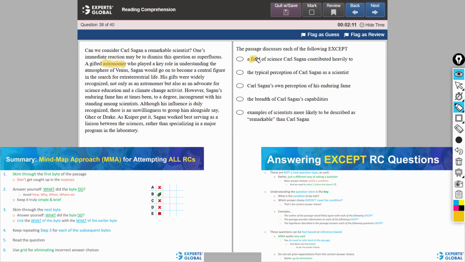Astronomy is a field that our scientist contributed heavily to. See, he played a key role in understanding the atmosphere of a planet. He went on to become a central figure in the search for extraterrestrial life. So this is something that has been discussed in the passage. We need an answer choice that has not been discussed. So answer choice A is incorrect.